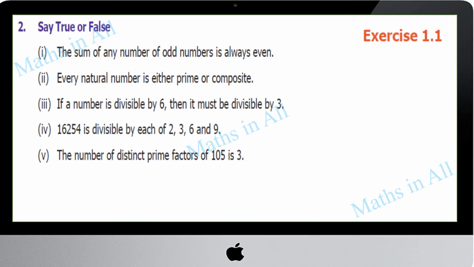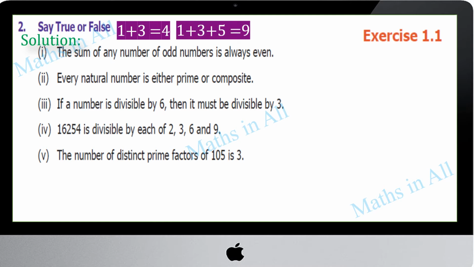Say true or false. The sum of any number of odd numbers is always even. So what are they saying here? Sum of any number of odd numbers. That means the sum of two numbers alone is not enough. Just listen carefully here. This is the example. If you add two odd numbers, the answer will be even. But they are asking about any number. Let me check with three odd numbers. See here, 9 is not an even number, isn't it? 9 is an odd number. So the statement is wrong. So the answer is false. Clear?